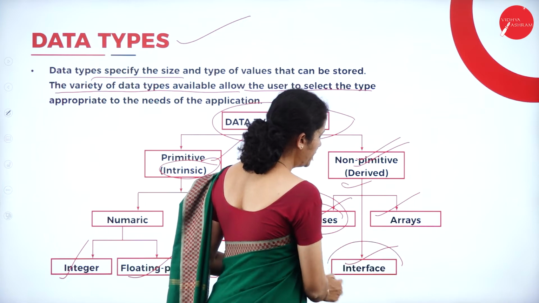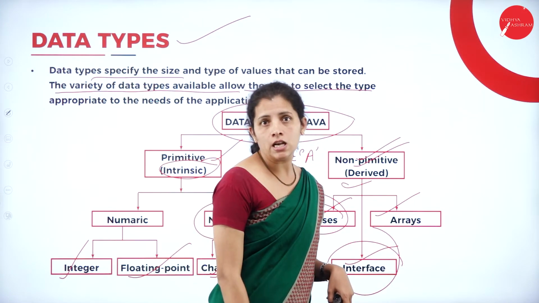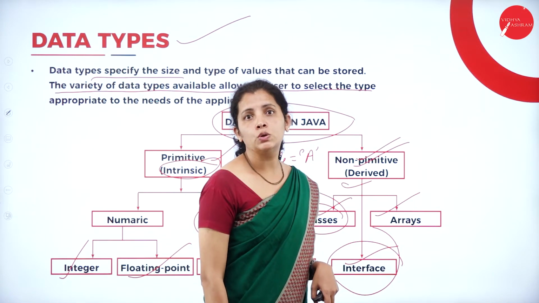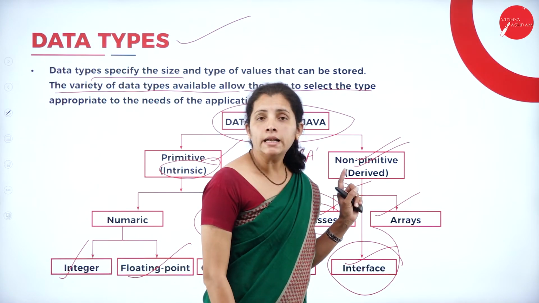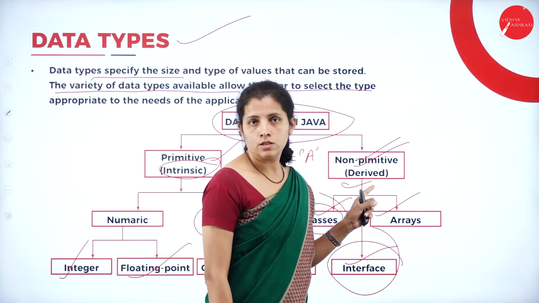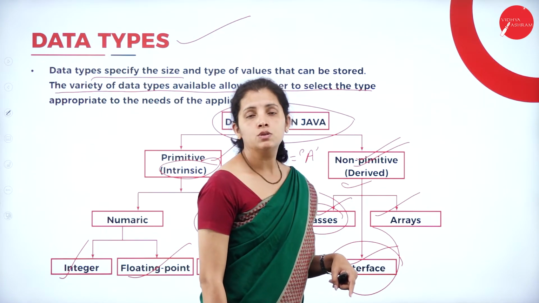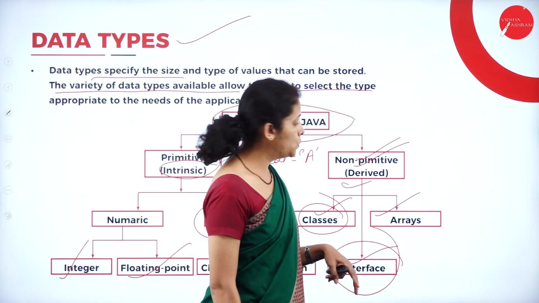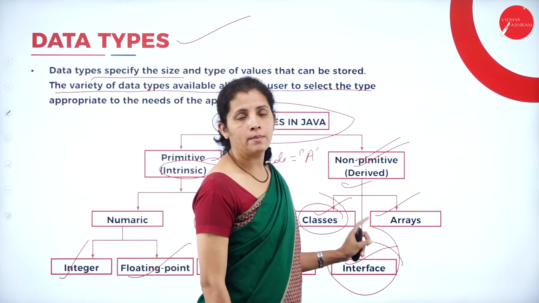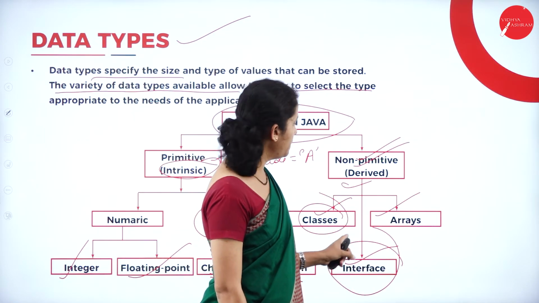Then what about interface? In Java, we are not able to implement multiple inheritance. To achieve that, we are going to have interface. So interface includes abstract variables as well as abstract methods.